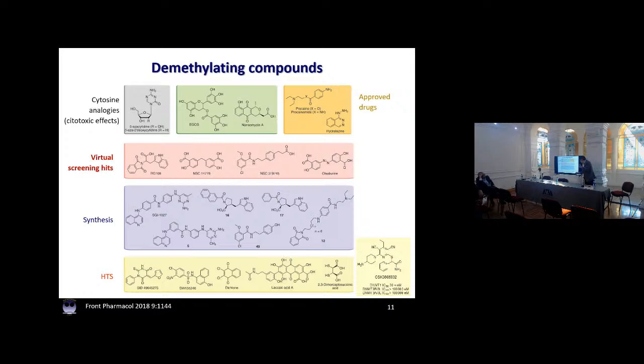Remarkably, the compound that I showed in the previous slide, quite selective and co-crystallized with DNMT1, was identified by high-throughput screening. So this slide, in addition to showing the chemical structures, is also meant to emphasize that there is not one single best technique, nor that computational studies can do it all. It's basically a combination of approaches.